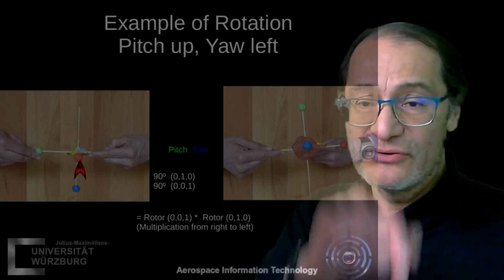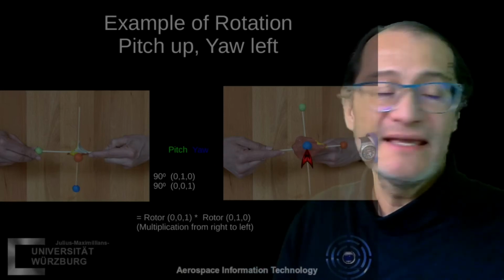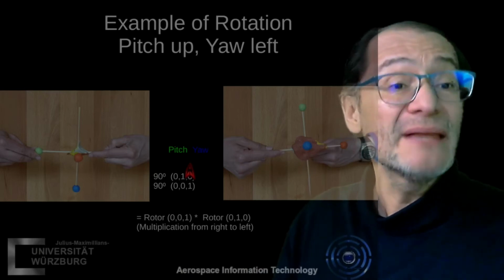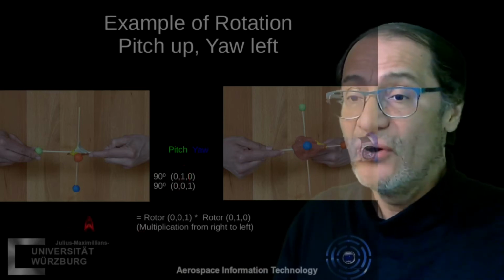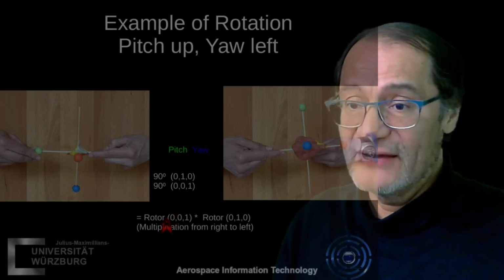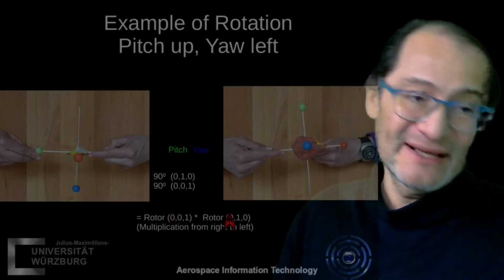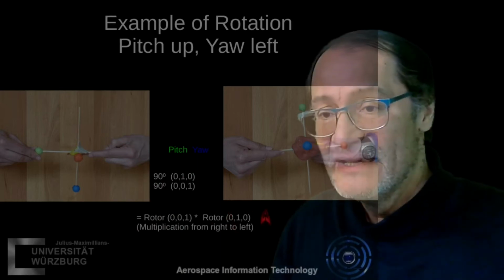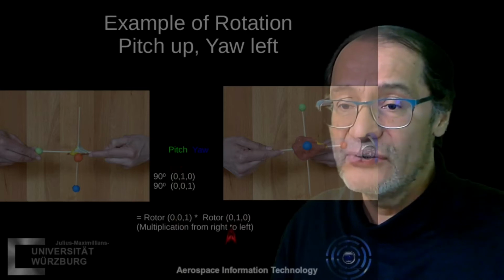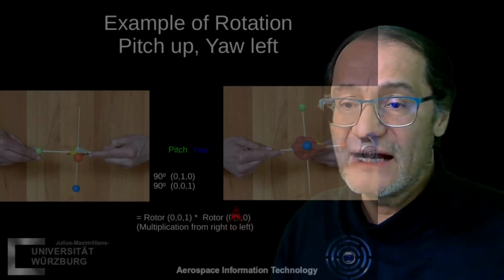The red is looking to you, and this will be the final position after these rotations. Then take your paper aeroplane and do it by yourself. You will see. Okay, then I have two rotors. I will say the first rotor comes to the right. The first rotor is rotating in X, in Y. So this is the rotor on this axis.